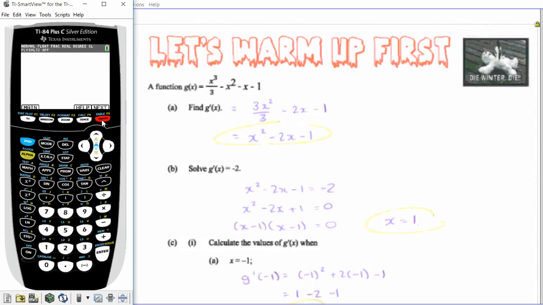We need to click on next, and remember the coefficient of the x squared term goes here, and there's nothing there, so that means 1, because it's 1x squared, of course. The coefficient of the x term has to come next, so in this case it's a negative 2, and the constant term has to come last. In this case it's a negative 1. So I'm using negative 1, not minus 1, and then click solve.